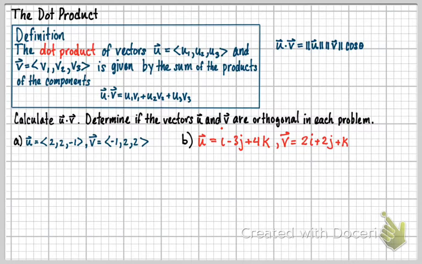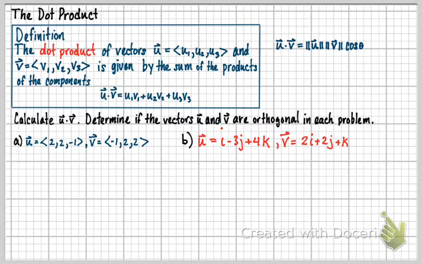So let's talk about the dot product. The dot product of vectors u equaling u1, u2, u3, and v being v1, v2, v3 is given by the sum of the products of the components.